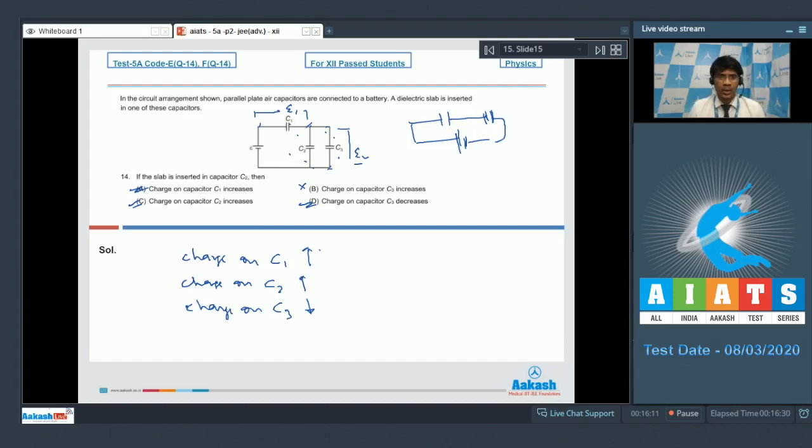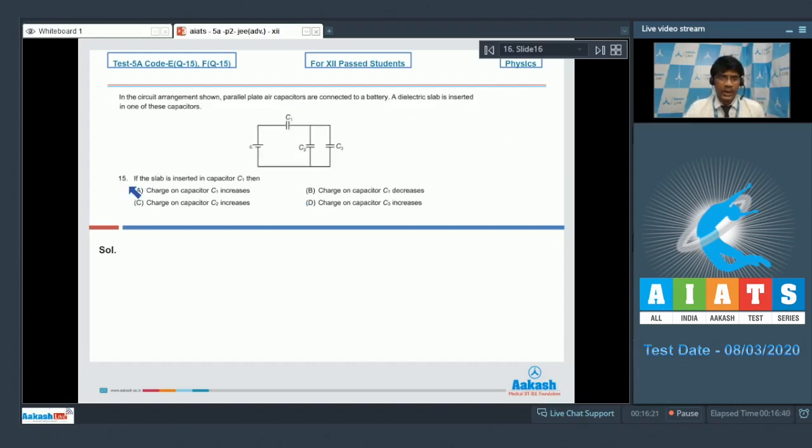Now let's proceed to question number 15. In question number 15, if the slab is inserted in capacitor C1, then now the dielectric has been inserted on this capacitor. That means here the capacitance has increased. It simply means the potential difference across this point must have increased. So I would say charge on C2 increased, charge on C3 increased. And if these two systems, if the charge has increased, then definitely the charge must have increased on C1 also. Charge on C1 must have increased.